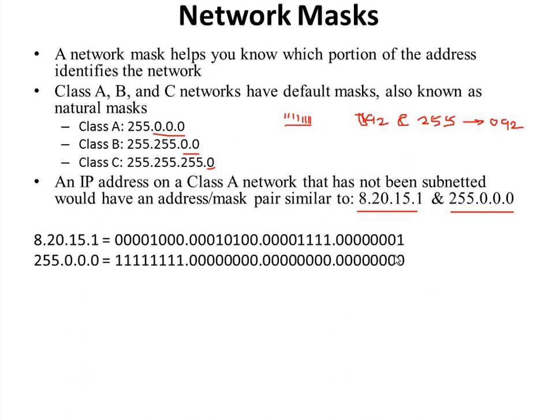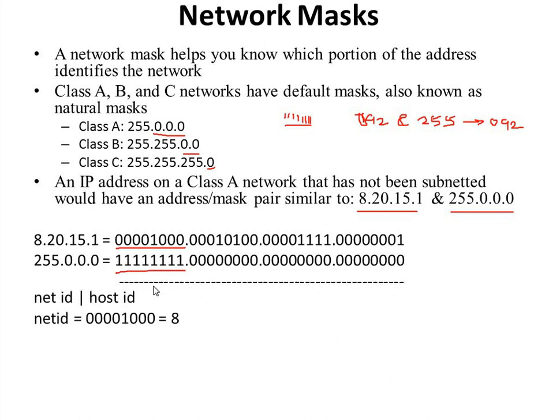Next, 255.0.0.0 will be represented like this, and when you logically AND this number with this number, the network ID is 00001000, which is the number 8. So your network ID is 8. This is how you can identify it with the help of the network mask. The host ID number will be remaining, so whatever the 3 decimal numbers are that remain, that represents the host ID number.